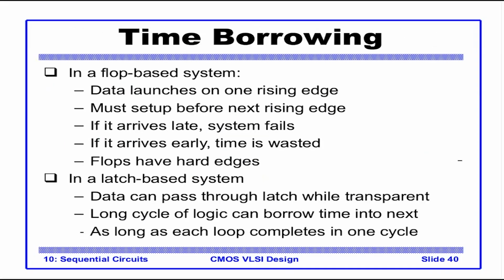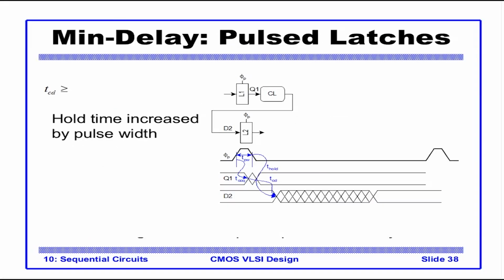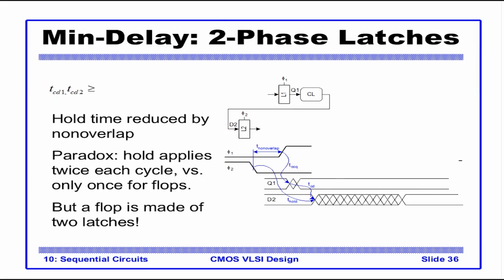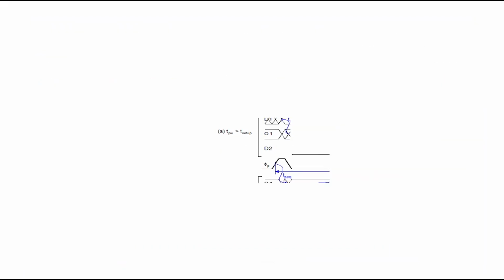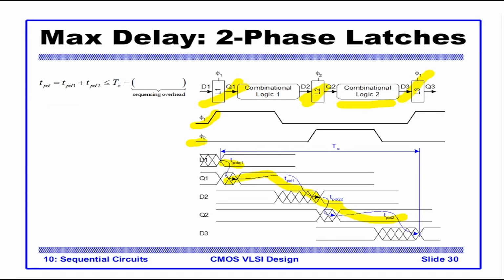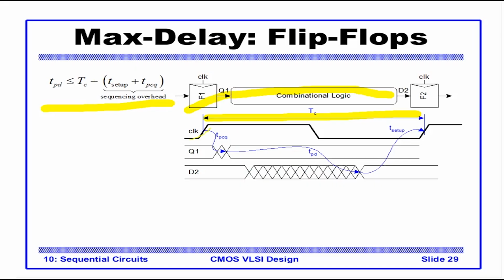Now let's touch upon a concept called time borrowing. Now, in a clock-based system, imagine a design like this. Let's go back to the slide. So a design like this. Data is launched on the rising edge from flip-flop 1. D2 gets captured at F2 on this edge. This places a constraint that everything has to happen between these two edges.